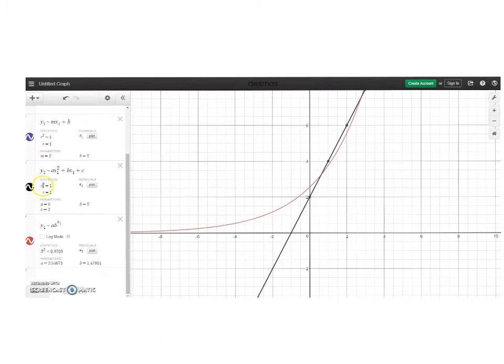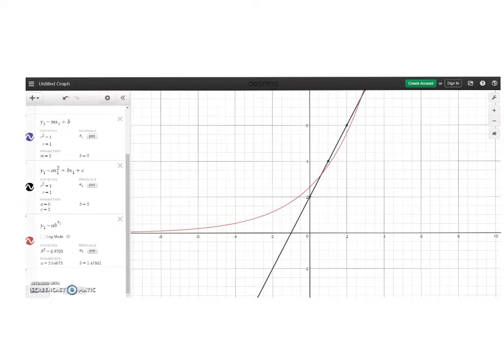When you look at the r² values, you can see which one fits the best and which one fits the worst. So the exponential is the worst for this one. The best fit is the line, so my equation is y equals mx plus b, where m is 2 and b is 2. So my equation would be y equals 2x plus 2.